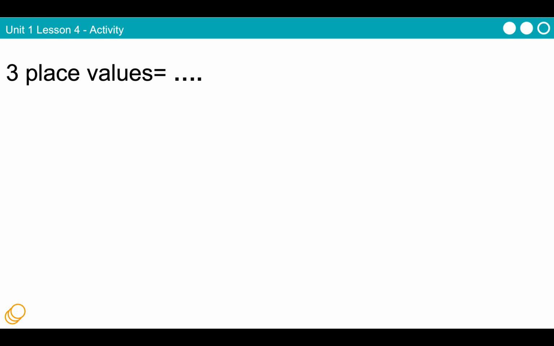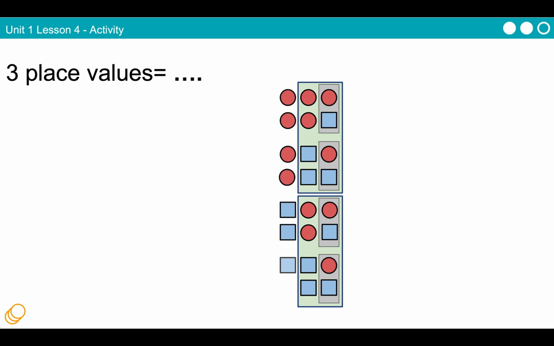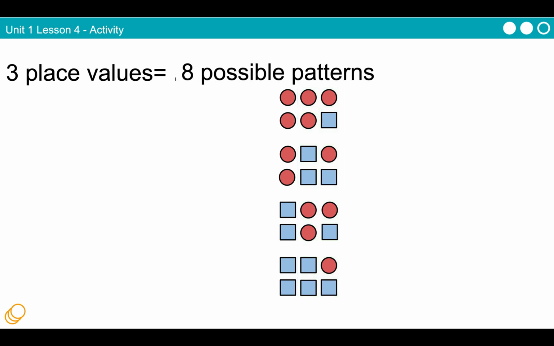So 3 place values, what would that look like? As you can see here, we started off with our copy from the previous one, circle, circle, circle, square, square, circle, square, square, and then we just added another row of all circles, and then copied it again and added another row of all squares. So now we have 8 possible patterns. So 3 place values gives us 8 possible patterns.